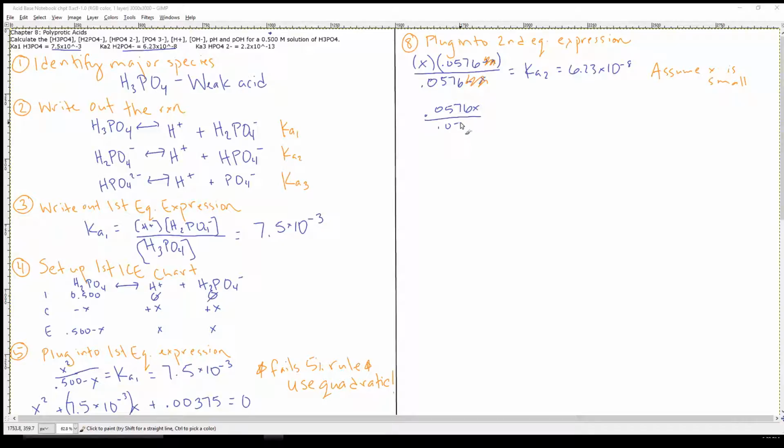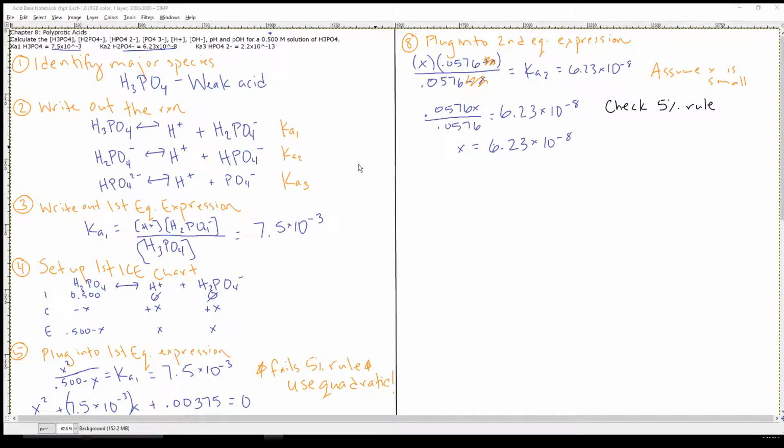So doing that, you'll find x is equal to 6.23 times 10 to the negative 8. That's a small number. That's good news. Let's check the 5% rule. I'm going to do that on the side. Again, you should not do this on the side on yours. Make it nice and neat. I just am working with very limited space.